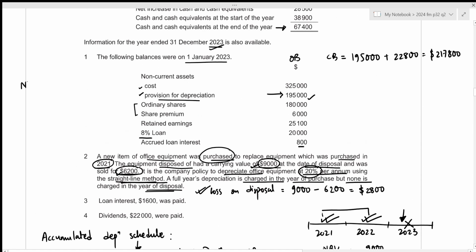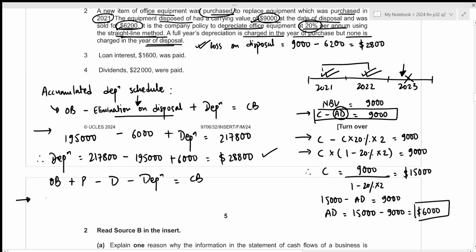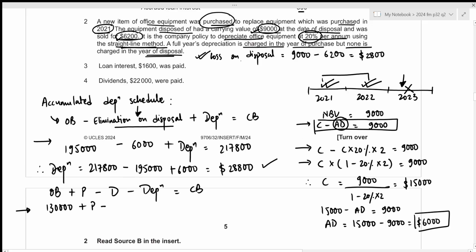And remember that net book value is just the difference between cost and accumulated depreciation. So at the opening date, we have the cost of 325,000. And at the closing date, the accumulated depreciation is 195,000. So the opening net book value is 130,000. We're trying to calculate the purchase value. The disposed equipment had the net book value of 9,000. So we subtract it. We calculated the depreciation charge for the year to be 28,800.